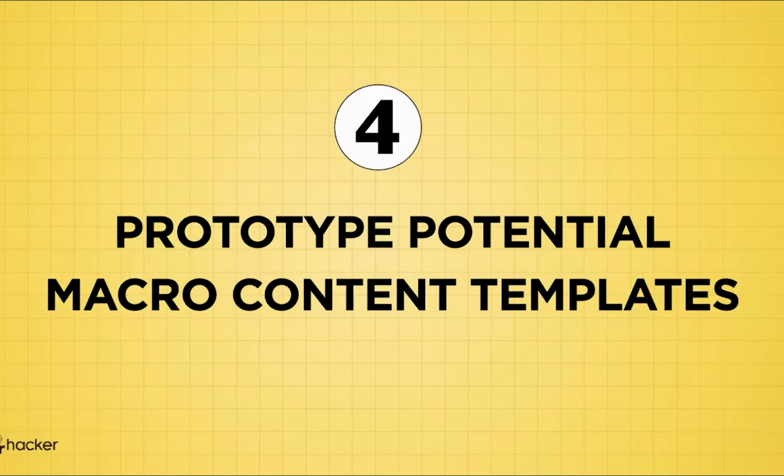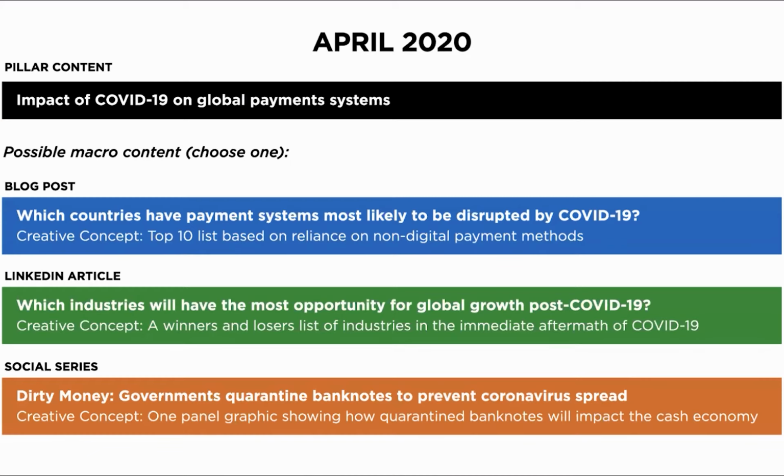Step number 4 is we'll prototype potential macro content templates. So we have this pillar content, and we'll say, okay, if our macro pieces, maybe we're thinking that this could be a blog post, this could be an infographic, this could be a Medium article, this could be a kind of longer newsletter article. We'll start looking at that. And so this is what it looks like.